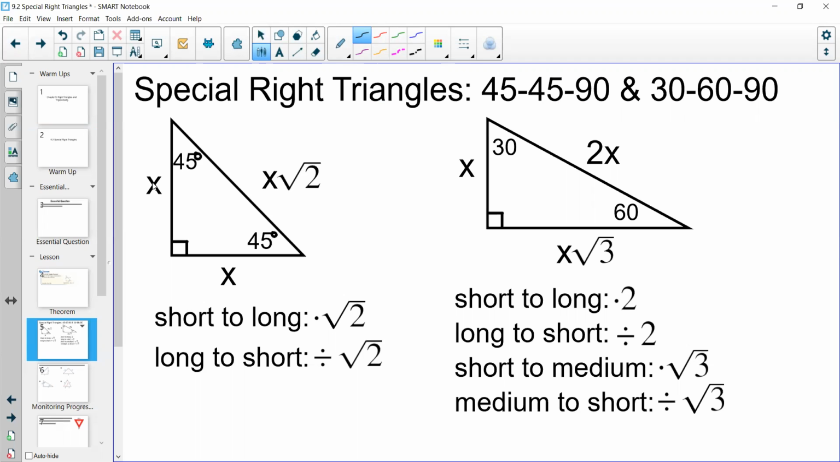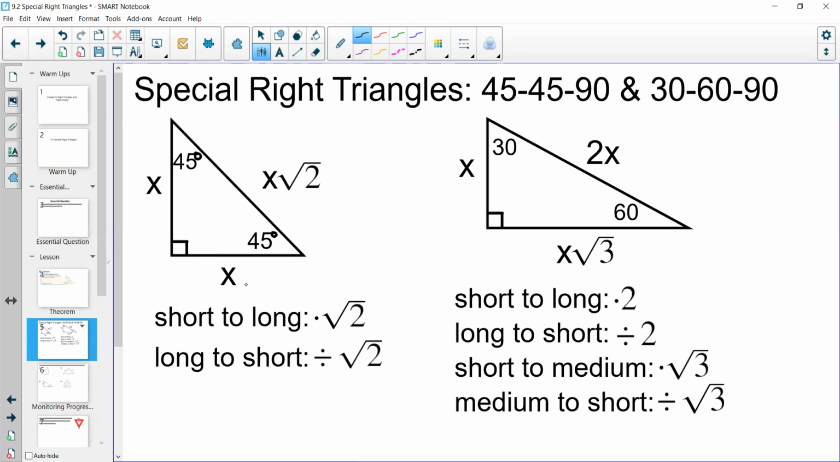Then our hypotenuse is going to be whatever the length of the leg is times the square root of 2. The cool thing about it is if we're given either one of the legs or the hypotenuse, we can always determine what the other one is. If we're given the leg, we can multiply it by root 2 to get the hypotenuse, or if we're given the hypotenuse, we can divide it by root 2 to get the leg. Cool, right?